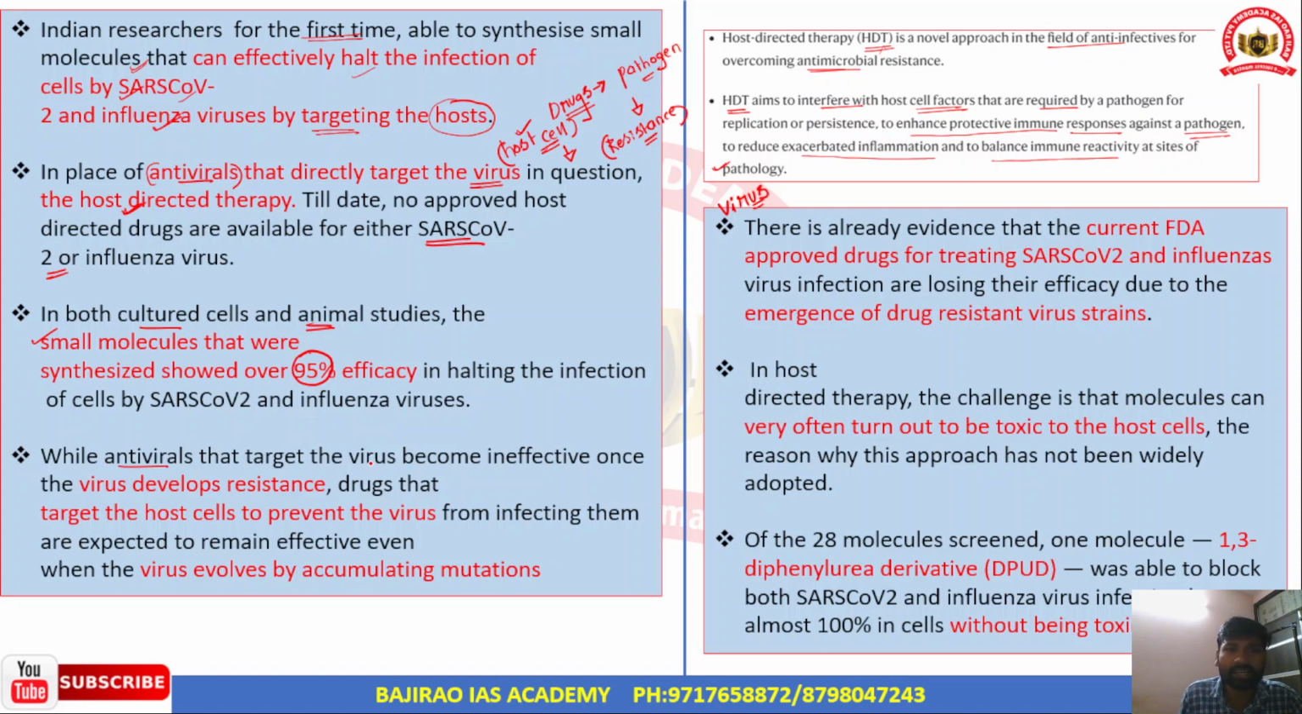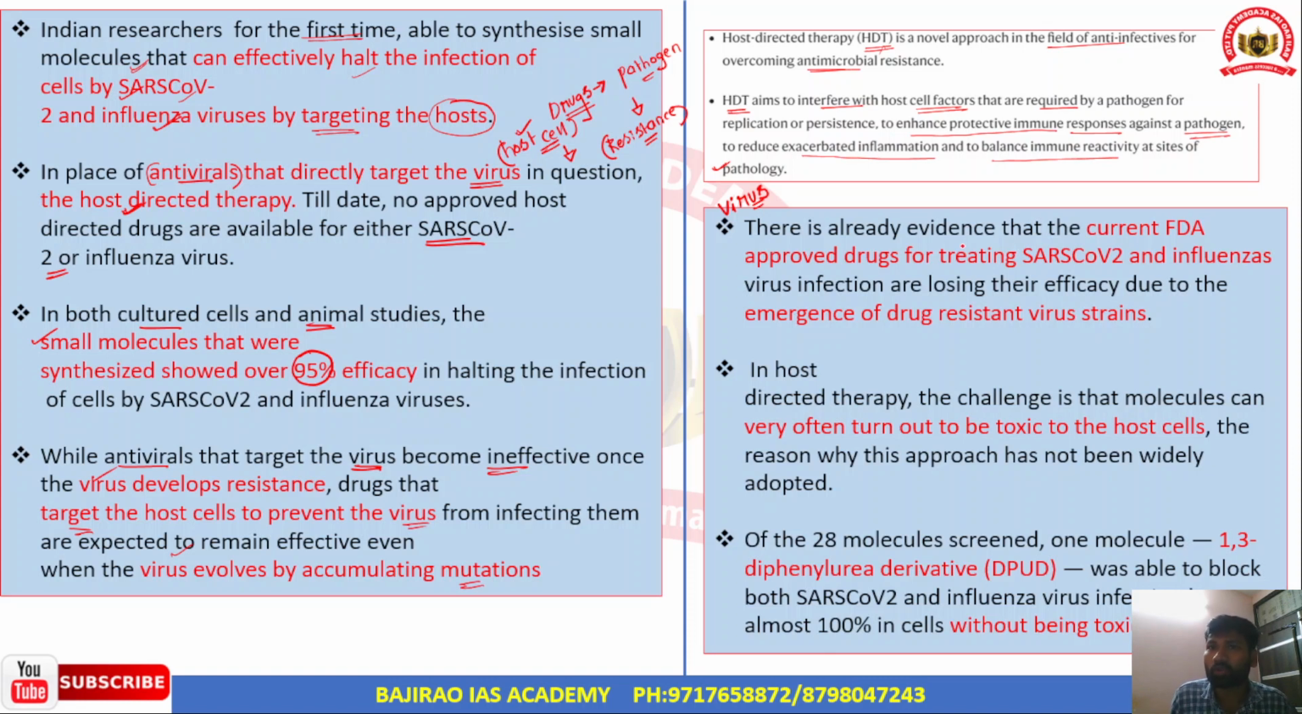So antivirals that actually target the virus become ineffective. Why do they become ineffective? Because once the virus develops resistance, these antivirals become inactive. Now, drugs that target the host cells to prevent the virus from infecting them are expected to remain effective. Okay, so when the virus evolves by accumulating mutations, antivirals become less effective because they target the pathogen but not the cell. Okay, so in host directed therapy, we develop the immune response of the cell so that the cell itself deals with these viruses.